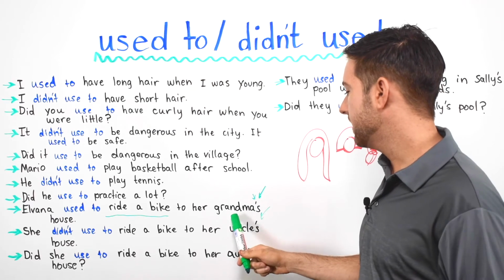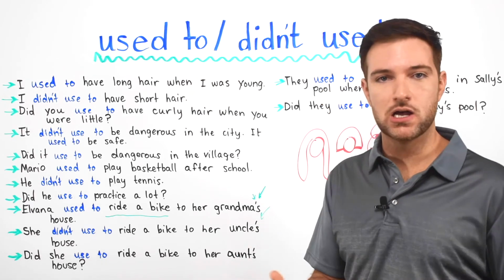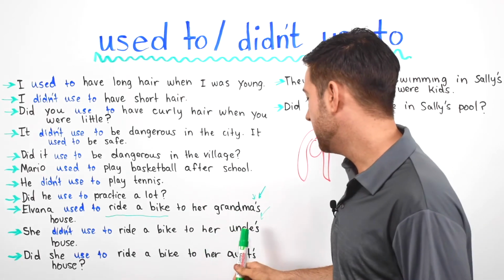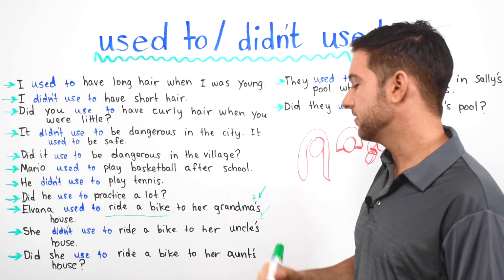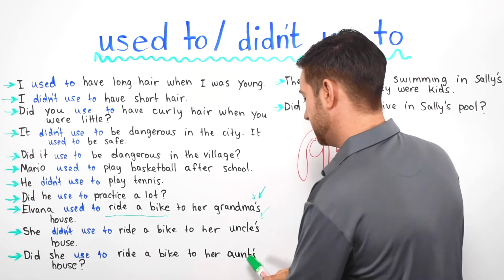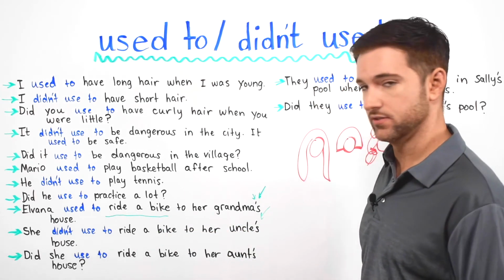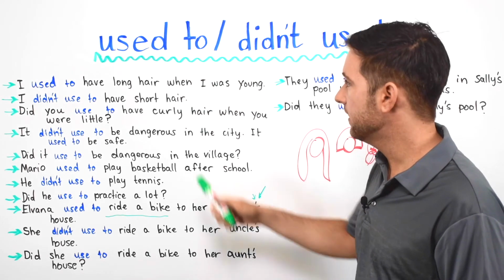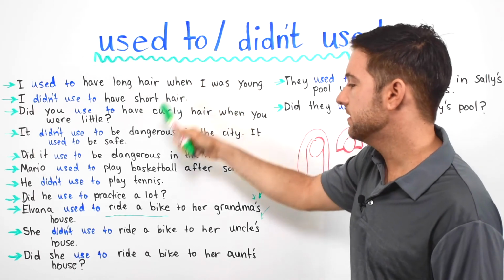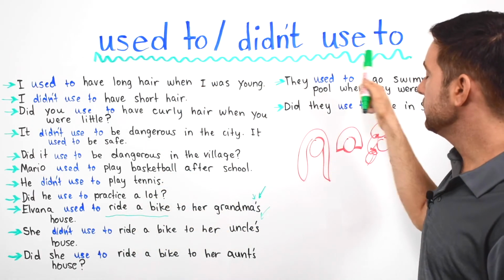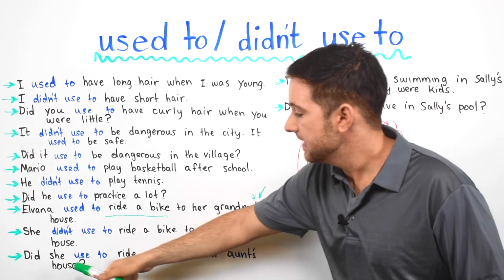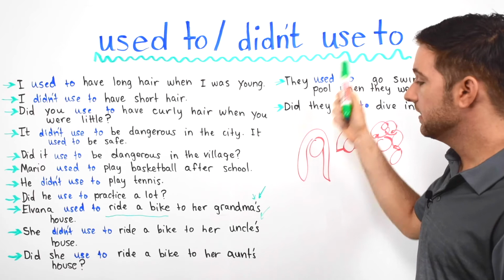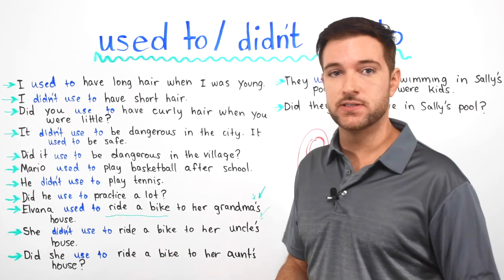Now, grandma is your mom's mother, or Elvana's mother's mother. Uncle is Elvana's mother's brother. And aunt is Elvana's mother's sister. Okay, so we have grandma, uncle, and aunt. And notice how we have used to in the positive sense and didn't used to in the negative sense, and did she used to use without the D when we ask questions in English.